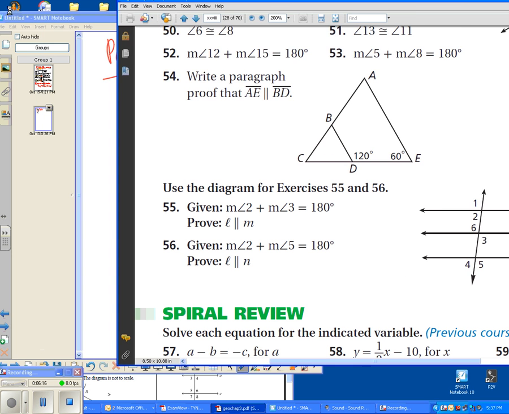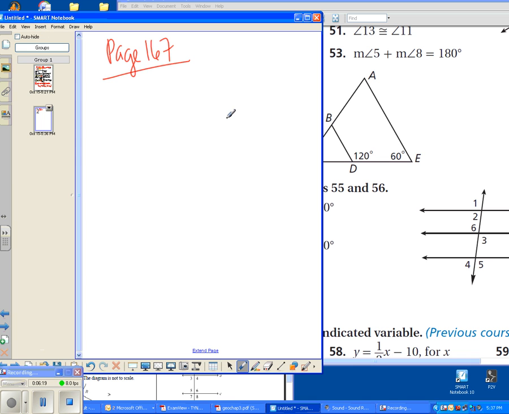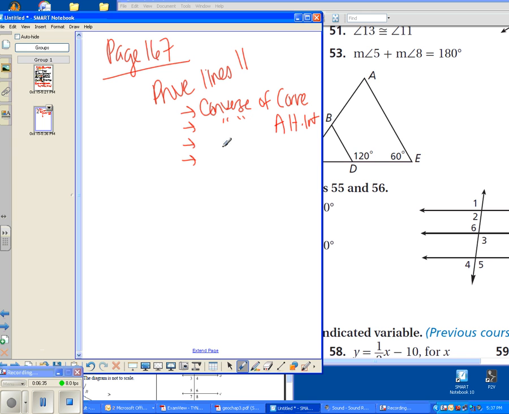Now, the second type of proof that you're going to see on this test is when you're proving lines are parallel. If you're going to prove lines are parallel, there's really 5 different ways, but 4 of them are most likely going to be it. It's either going to be converse of corresponding angles, converse of alternate interior, converse of alternate exterior, or converse of same side interior angles. So you're going to have to probably use one of these in this proof somewhere.